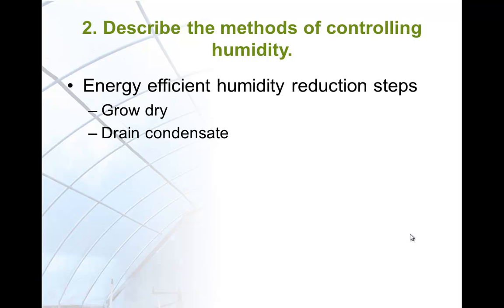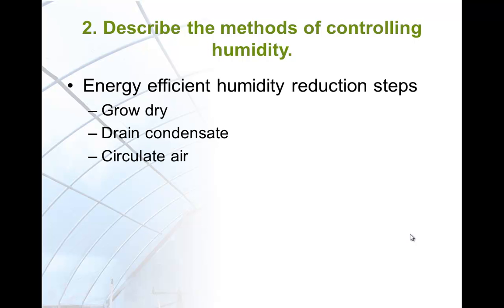Second is to drain condensate. When there is condensate formed underneath a superstructure or underneath glazing, then simply drain it away. As long as condensate doesn't drip onto plants, then it has less effect on disease pressure. Also, by draining away, we can prevent light reflection of the condensate droplets. That increases the light transmission, which provides more light for plant growth.